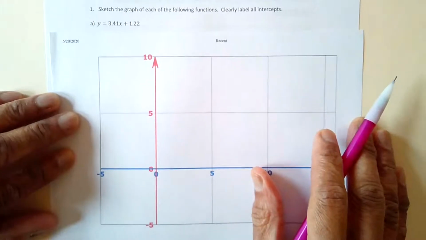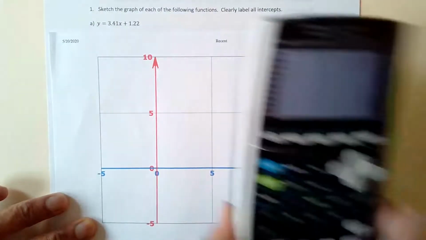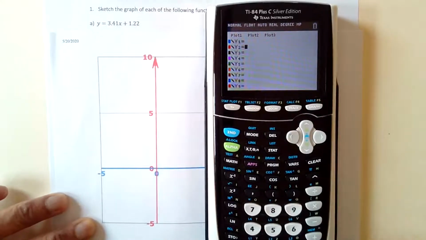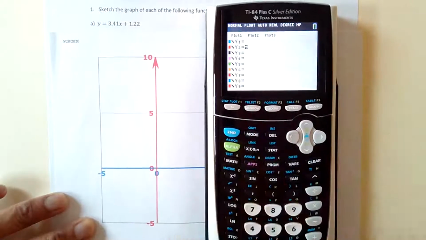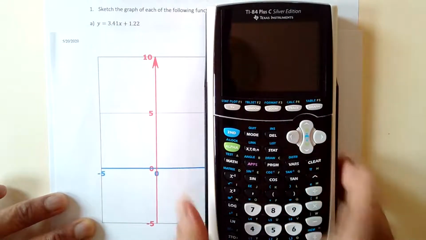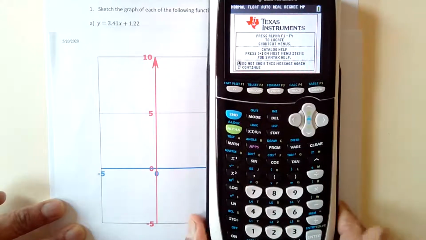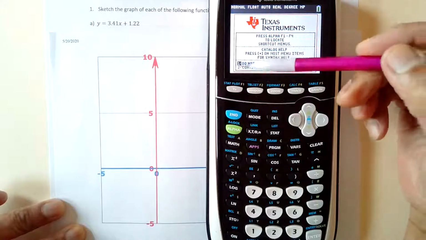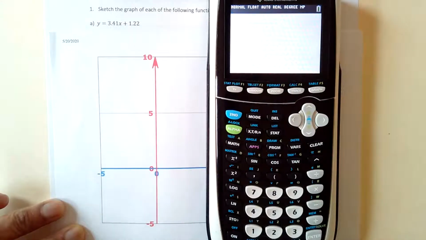Now, we'll use our graphing calculator to demonstrate that. So in your graphing calculator, I'm going to turn this off. Now, you may want to reset your calculator, for those of you who prefer to reset it. If the screen comes up that says do not show this message again, you can just press enter and continue back to your blank screen.